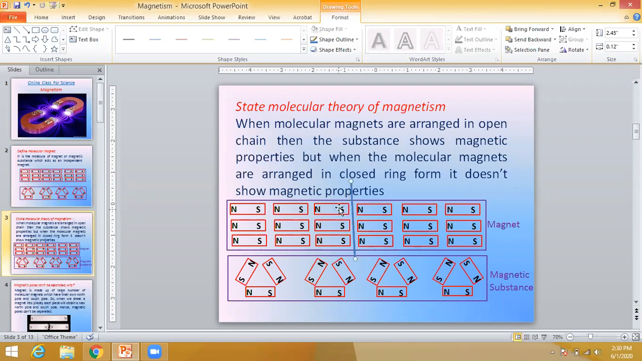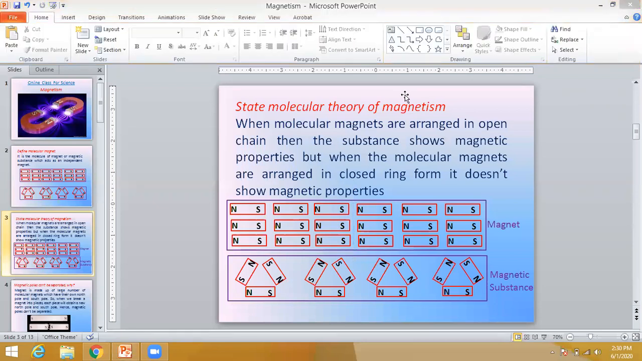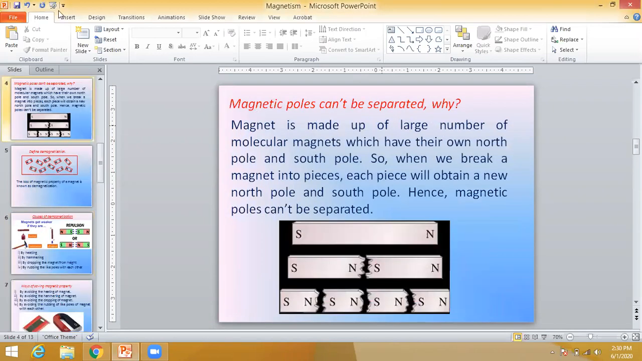Okay, so this shows that we can never separate the north pole and south pole of a magnet, because this magnet is made up of thousands of small tiny magnets which have their own north pole and south pole. So wherever we break it, a new north pole and a new south pole come by themselves. Okay, so I have given the same answer. Let me read the answer for you.